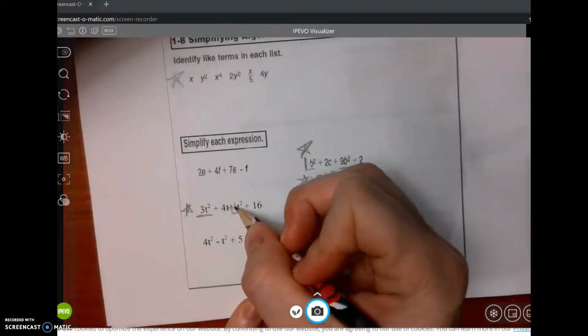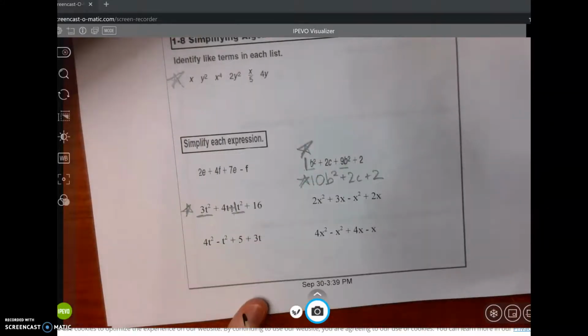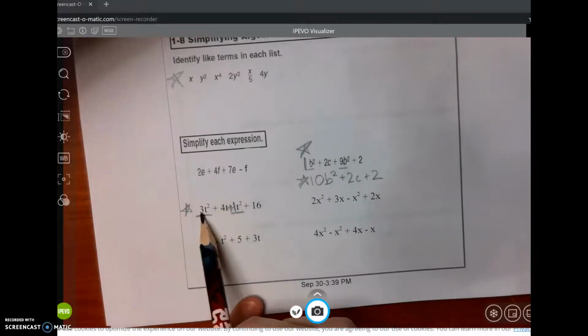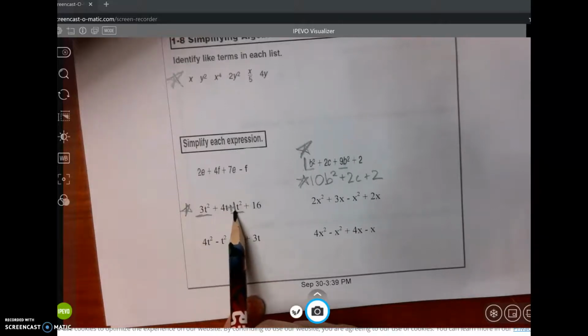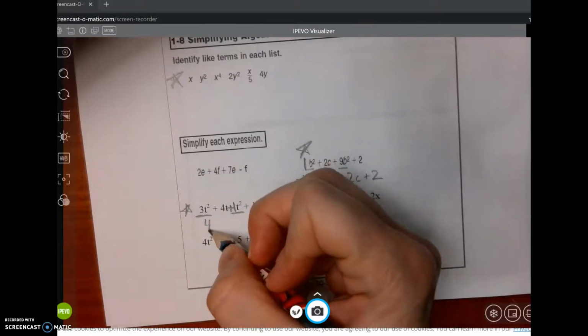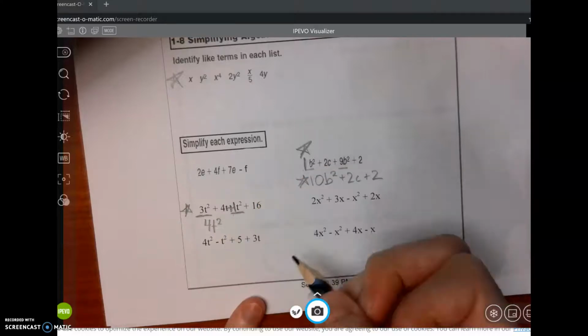Okay, next one, I've got a t squared here and a t squared here. I need to put an invisible 1 there because there wasn't a number there. And I'm going to combine those. 3t squared plus 1t squared is 4t squared. 3 plus 1 is 4. You just add the number at the beginning.